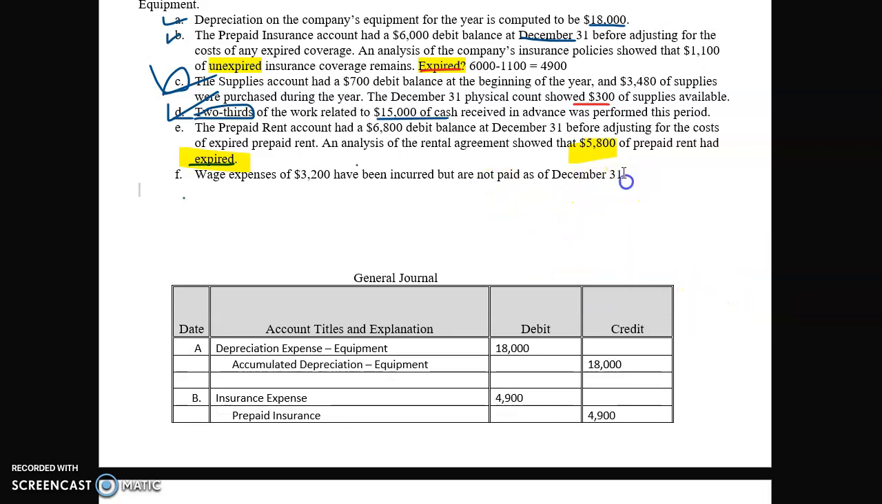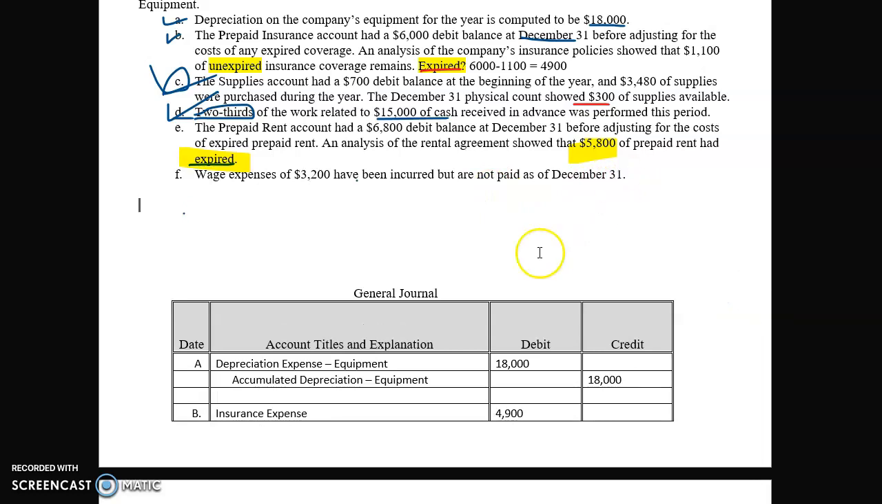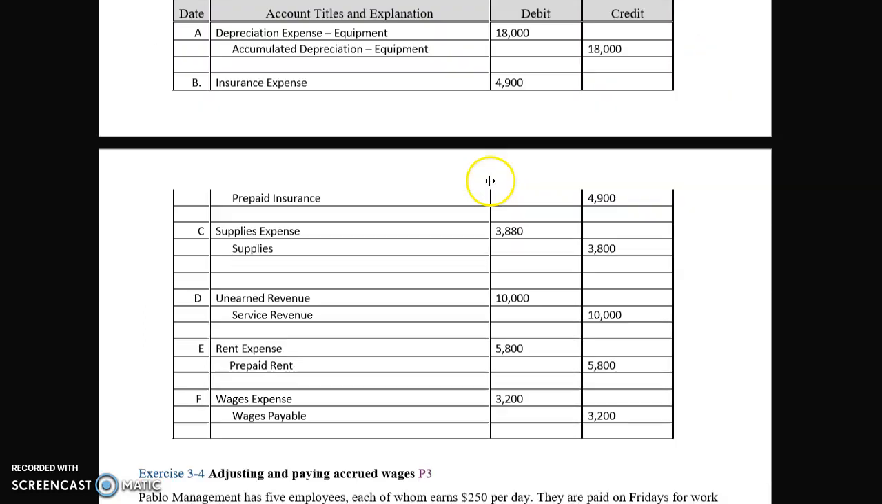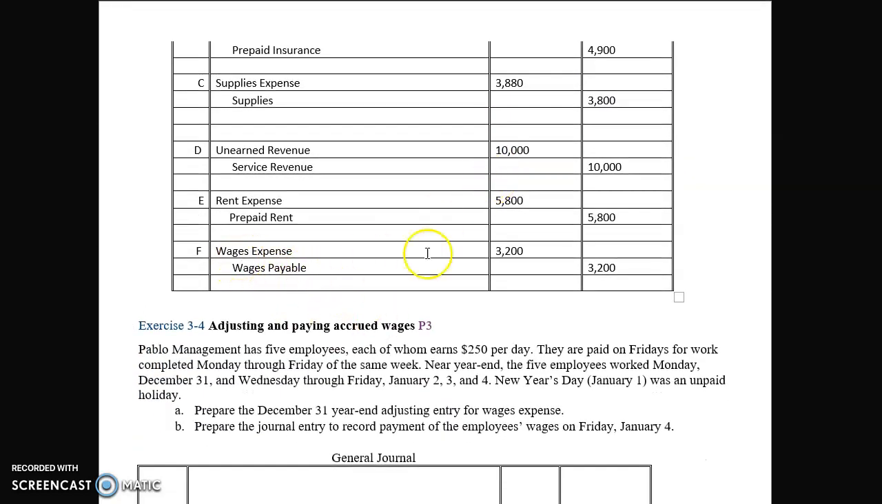All right, so wages. Oh no! That's the next problem. I was thinking we had to do a lot of math for that, but that's the very next problem we're going to work. So wages are $3,200 have been incurred but not paid. So that's super easy. Wage expense $3,200, wages payable $3,200.